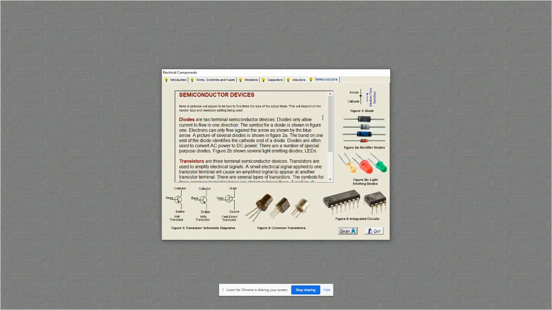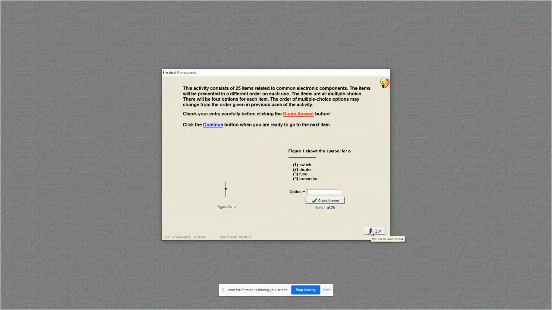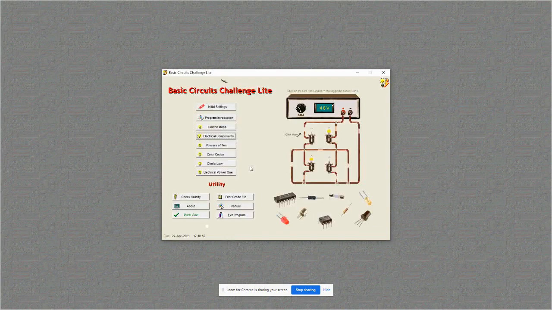And then last, we've got semiconductors. Semiconductors being transistors. You have your transistor symbols down here and what the transistors tend to look like. Integrated circuit, LEDs, diodes, and diode symbols. Just like the electric ideas, 25 questions, never changes. My advice is still the same. Get through them, memorize them, and you'll have no trouble with it.